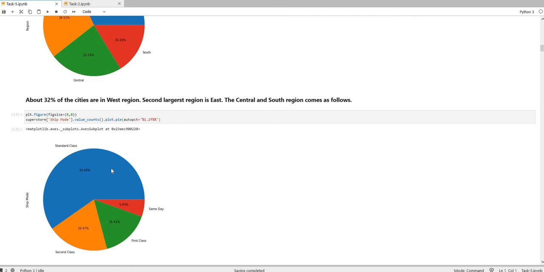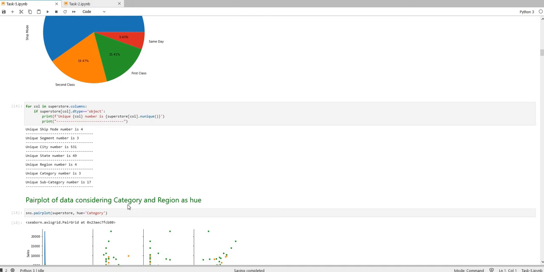If we look at ship mode, more than half, 59.69% of products, are shipped in standard class. 19.47%, which is in second place, is shipped in second class. Lastly, in same day, the products are sold and shipped on the same day, which is about 5.43%.